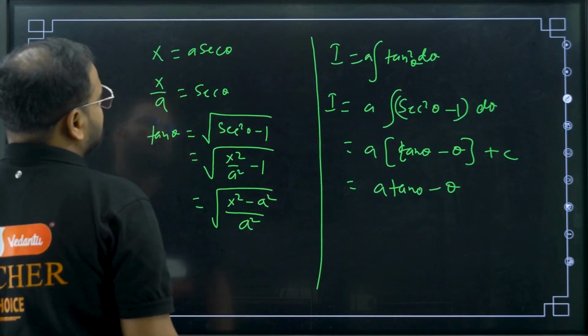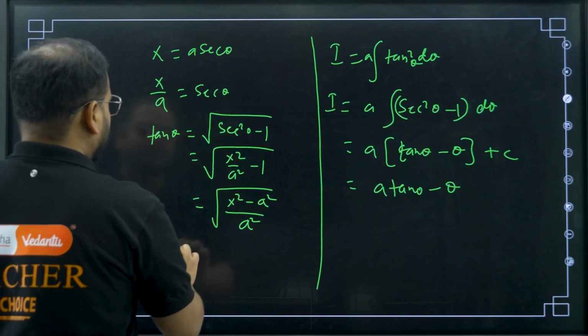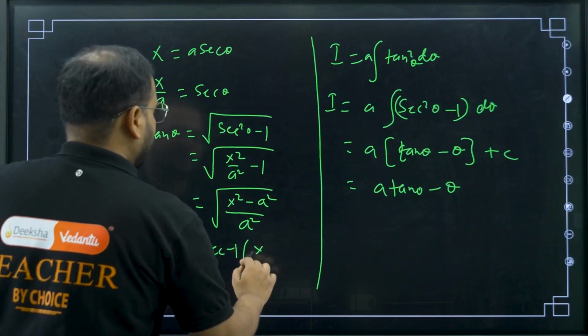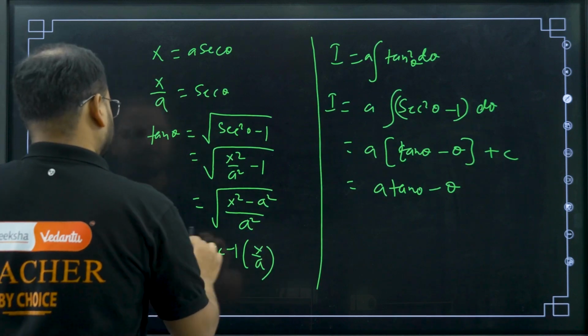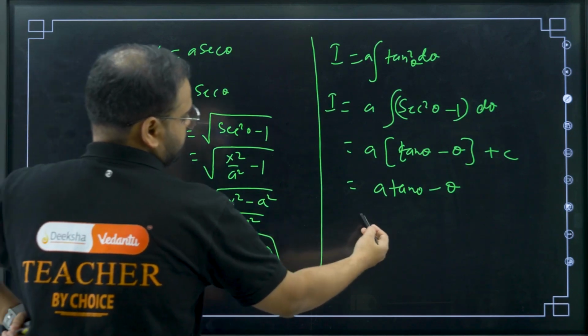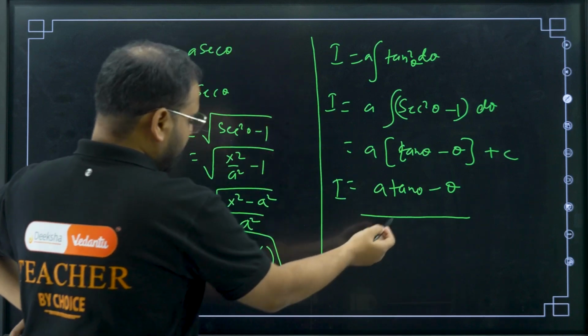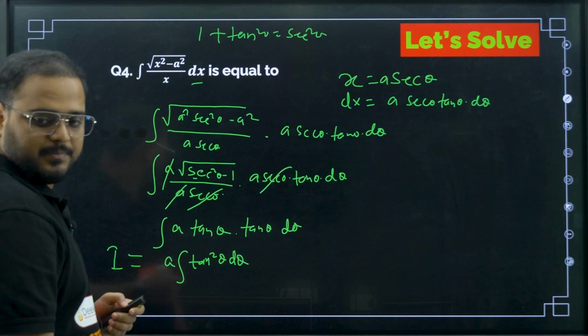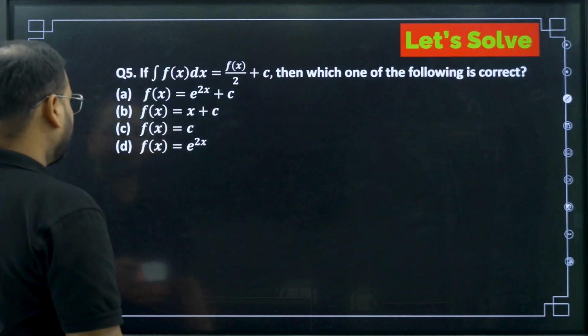And what is the value of theta? Theta is going to be sec inverse of x by a. This is my answer. I got my tan theta value and sec theta value, put it there and get the final answer. I hope this is visible. Have a look. Yes, moving on.